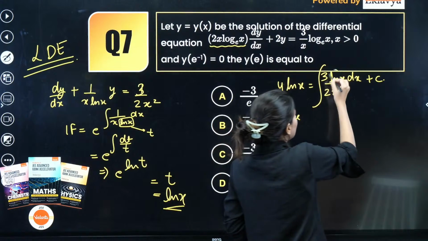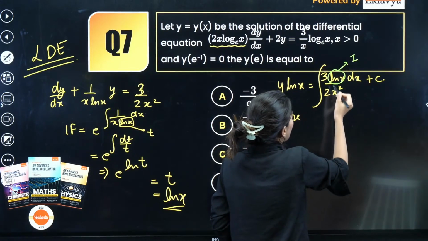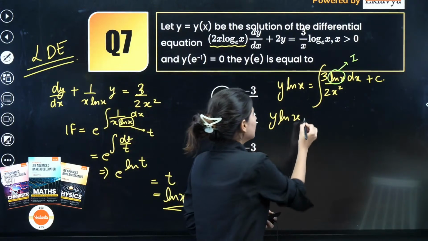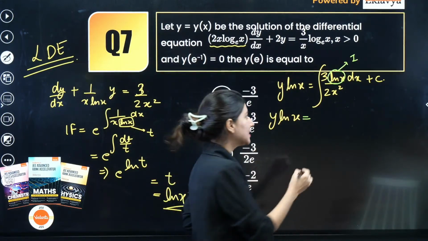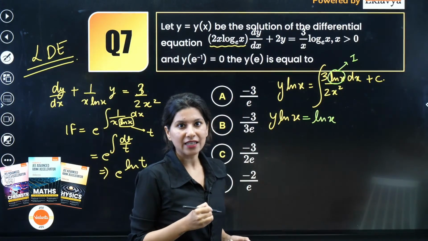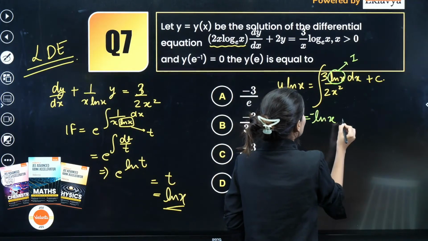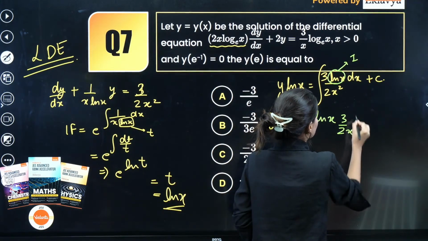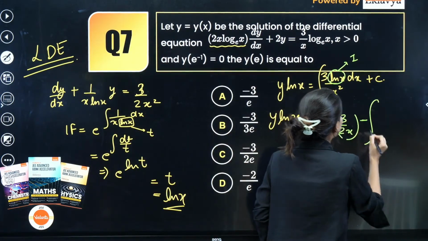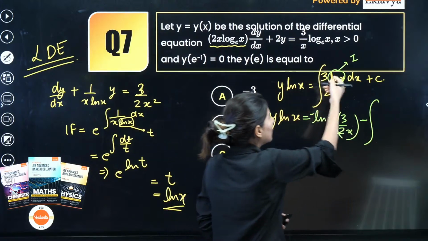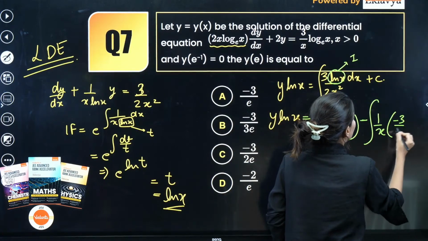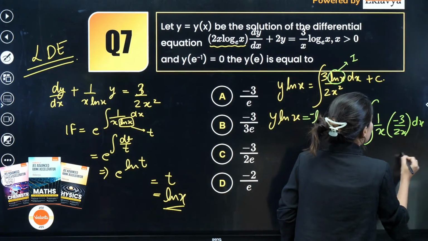So log x is my first function and this is my second function. Log x, let us mark it as the first function. So by parts, first function is constant and we have to integrate the second function. So that would be minus of 3 by 2x. First function constant, integration of second function, minus integral of derivative of first function. That means I have to differentiate this log x and now I have to integrate this. So minus 3 by 2x dx plus constant.